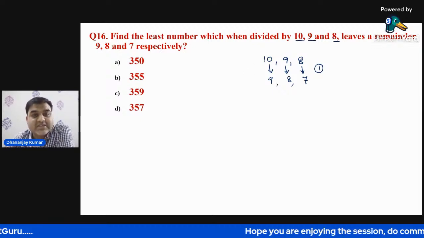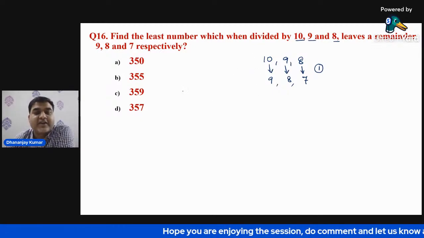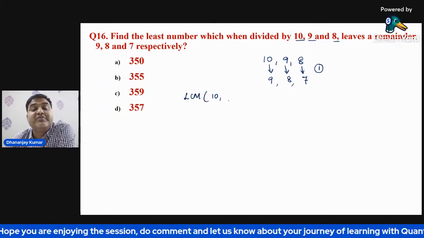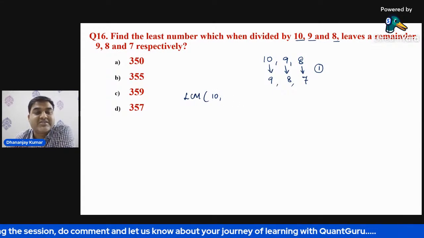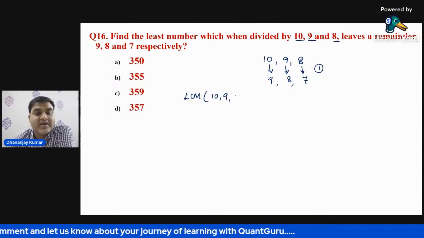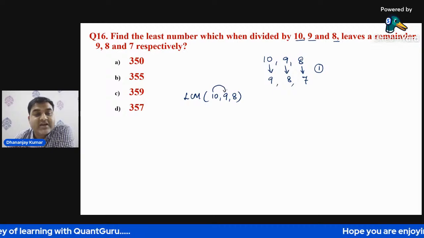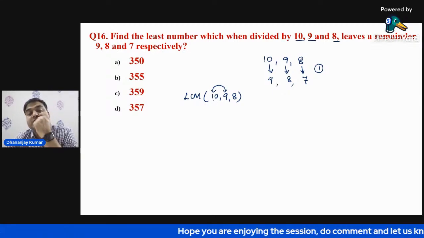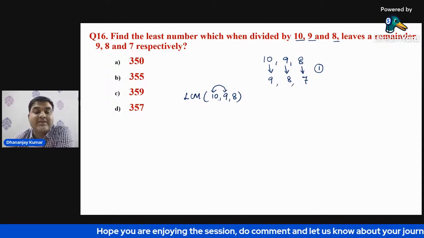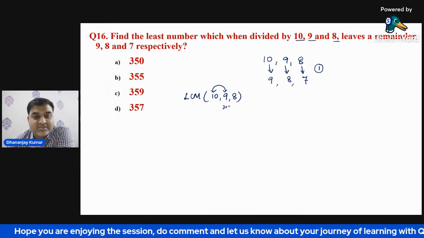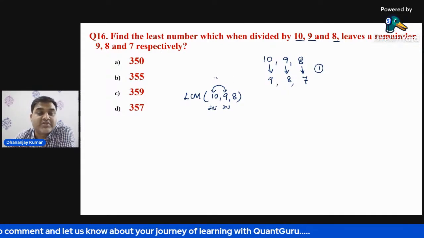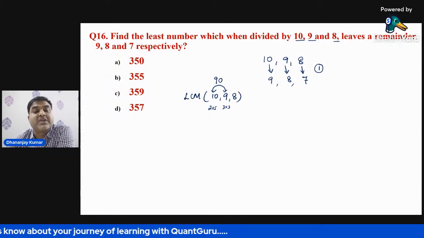If that is the case, then how do you find it? Find the LCM of the three numbers with which the number has to be divided, that is 10, 9, and 8. For 9 and 10, this is 3 into 3 and this is 2 into 5, so nothing is common. So it is going to be the product of these two numbers, and the LCM is going to be 90.